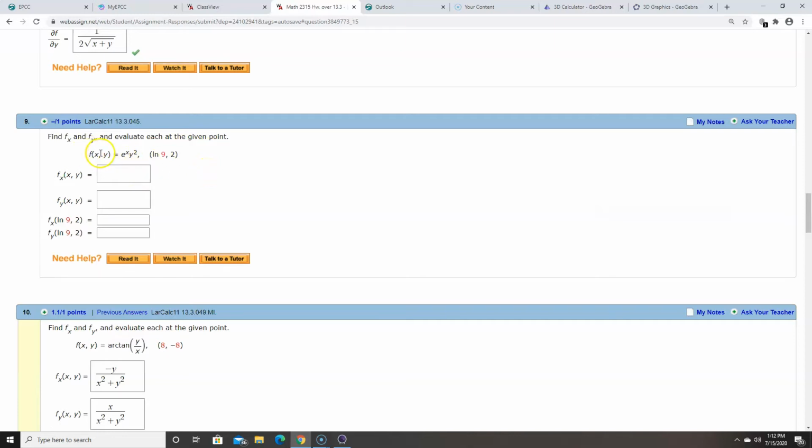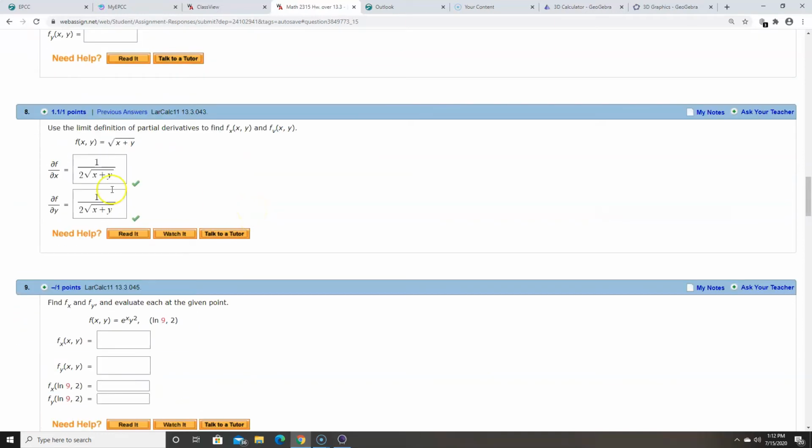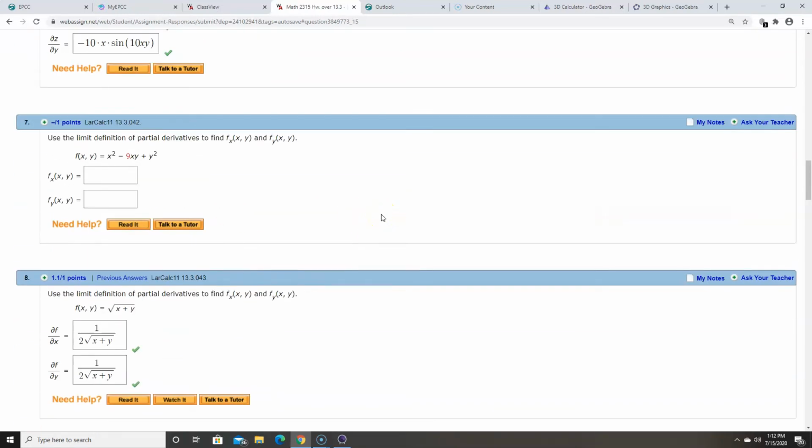Differentiate this partially with respect to x and with respect to y. Write down those formulas and then plug in the point ln of 9, comma 2. And remember, when x is ln of 9 and you put e to the ln of 9, they compose out to just 9. We did number 8 already. These up here now are getting easier.